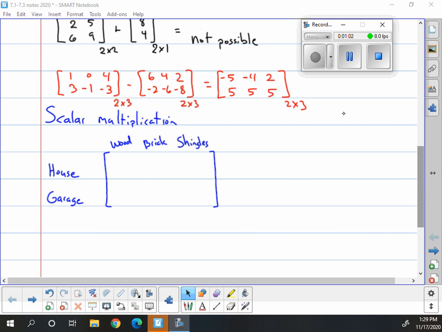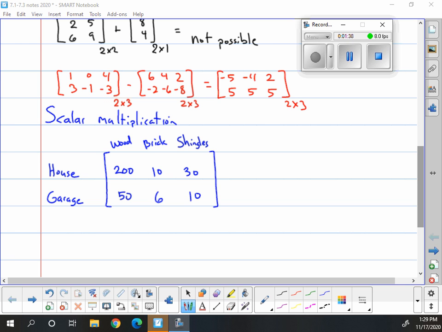So let's say the wood, you're talking about feet of lumber. Brick, you're talking about thousands of bricks. Shingles, maybe it's pallets. So let's say that my numbers are maybe for the house, maybe I need 200, and maybe for the garage, I need 50. Maybe for the brick, I need, let's say, 10. And then for the garage, maybe I need 6. And then for the house, for the shingles, let's say we need 30, whereas the garage, maybe I just need 10.